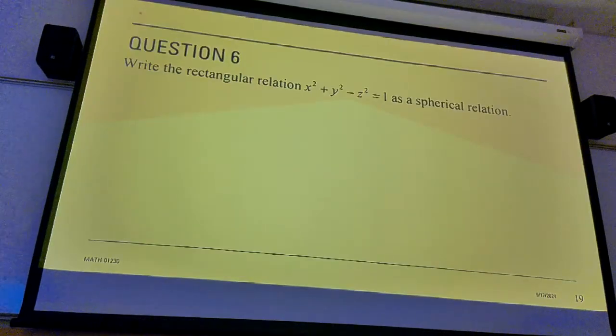Rectangular to spherical. That minus c squared, that sucks. If that was plus the c squared, this would be really easy. But it's not.